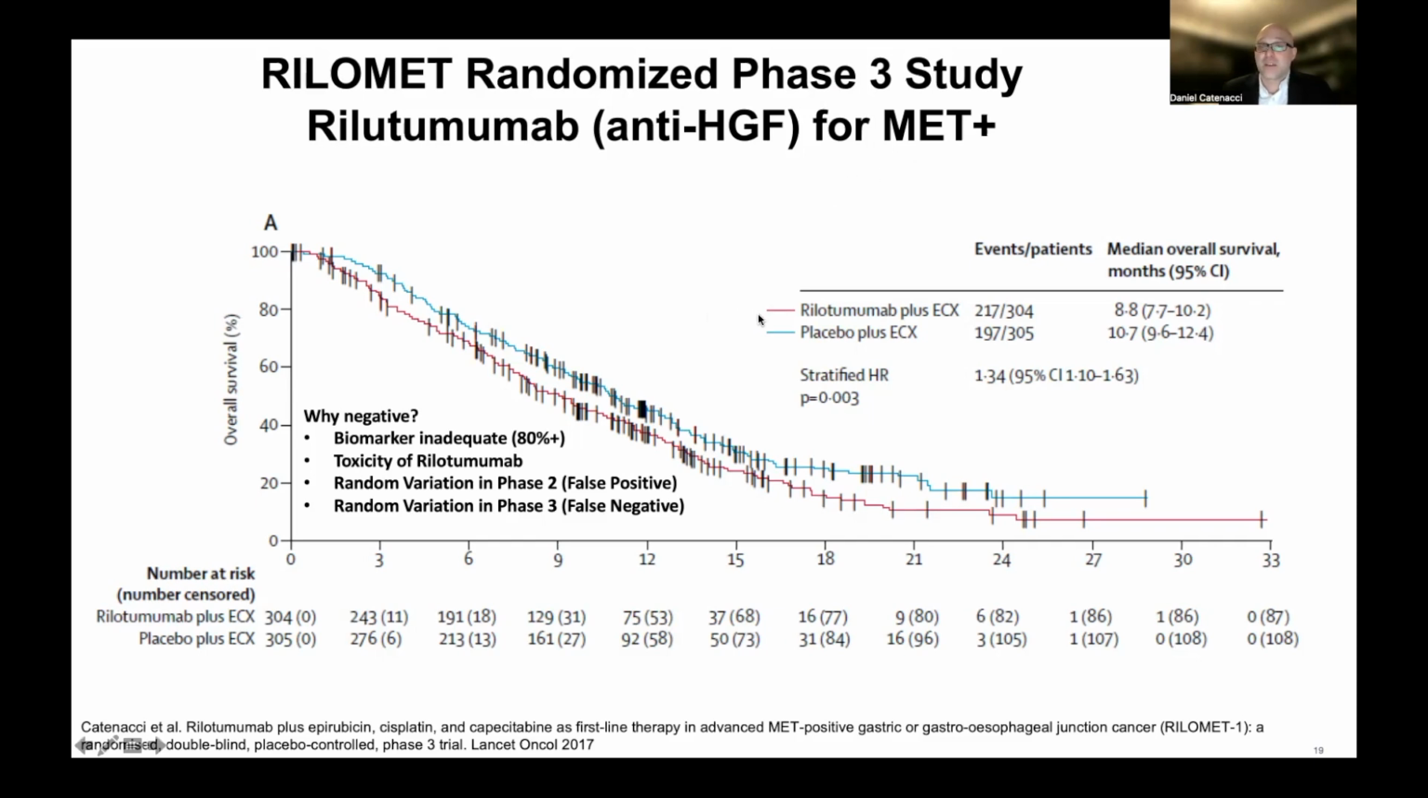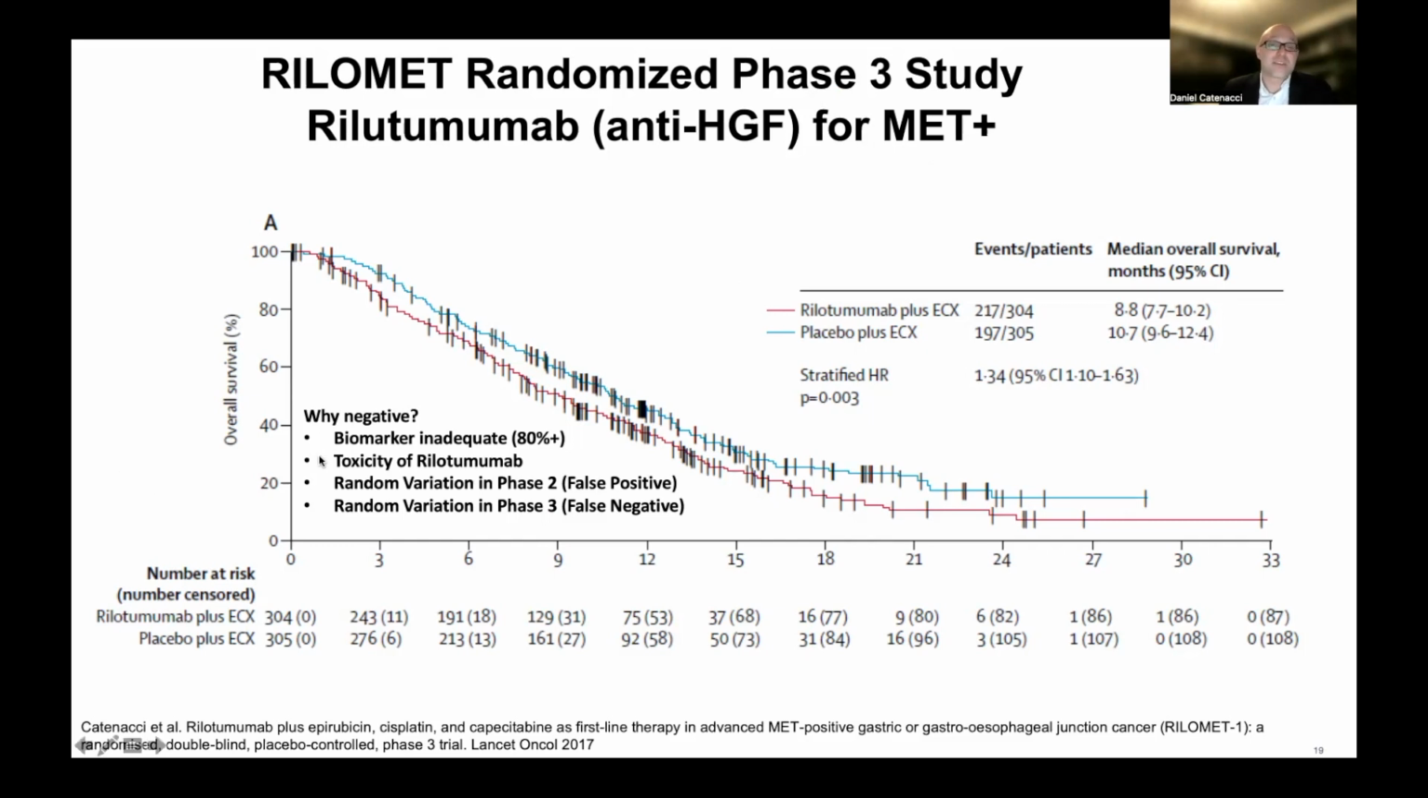And in fact, the rilotumumab arm in red there had a worse survival compared to those that just got the standard of care. Why would this study be negative? We had a positive phase 2 study. Well, one idea might be that the biomarker selection might not have been adequate. 80% of tumors were being called overexpressed. So of the patients screened, 80% or so of them were considered positive. Maybe the cutoff was too lenient.